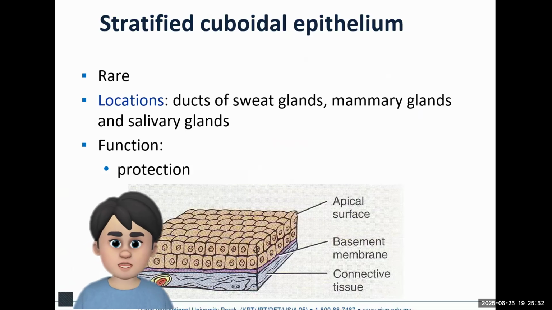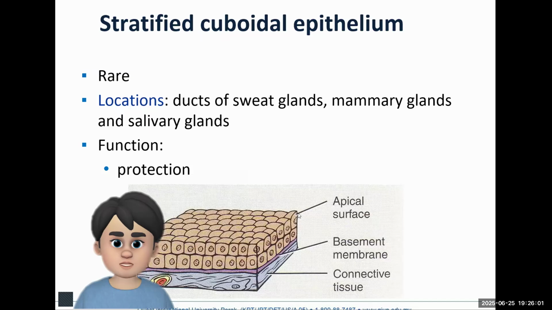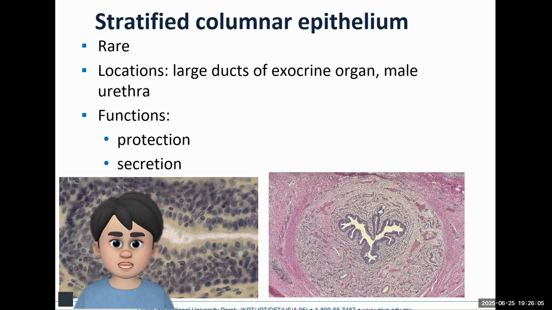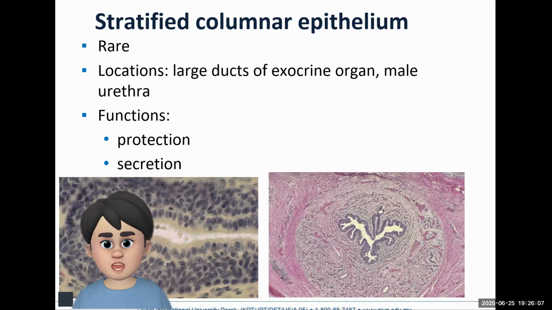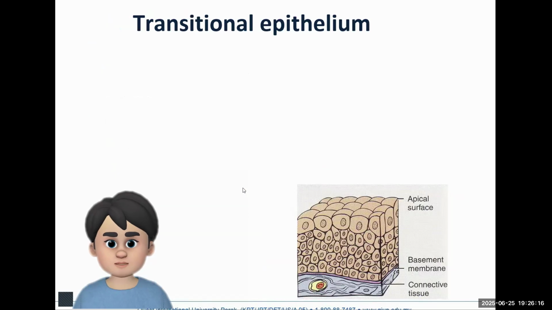Stratified cuboidal epithelium. It's rare. Location: ducts of sweat glands, mammary glands, and salivary glands. Function: protection. So stratified cuboidal: you can see clearly there are two cell layers, more than one. Stratified columnar epithelium, rare. Location: large ducts of exocrine glands, male urethra. Function: protection and secretion. In this area you will get a stratified columnar epithelium, right?